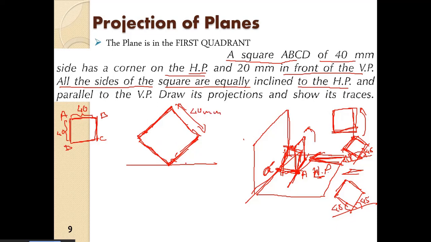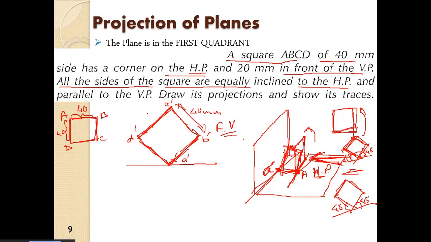So this is A dash. If that is B, so this will be B dash, and this will be C dash, and this will be D dash. So this is the front view.